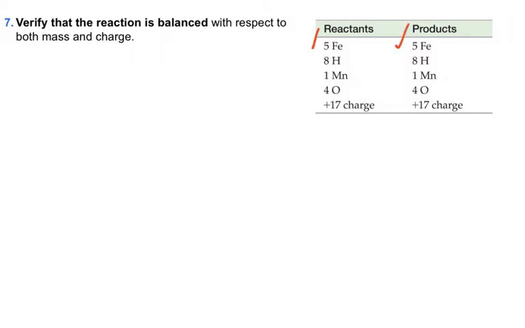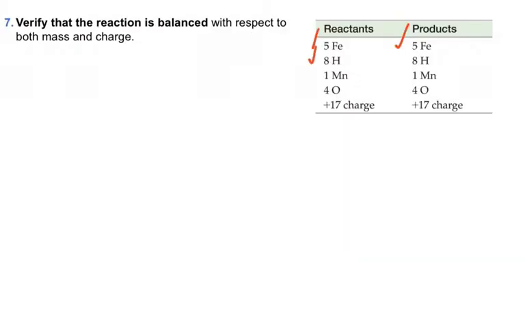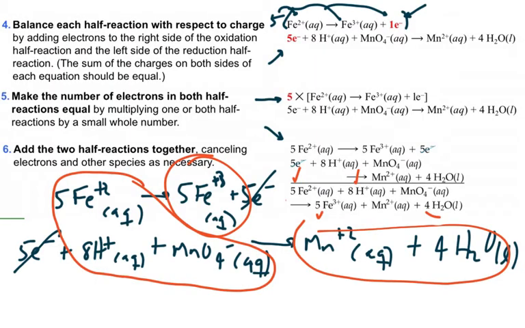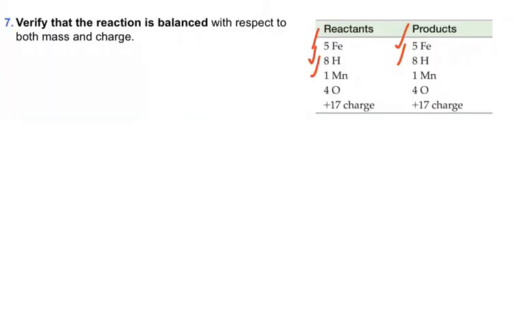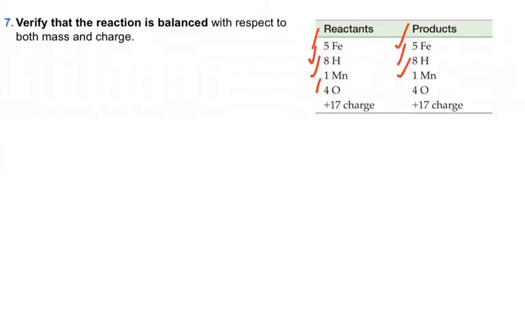Let's go back and check now. We'll go in the same order. We have 8 hydrogens here, and then 4 times 2 over here is 8. So that one's good as well. Going back, 1 manganese over here, and 1 over here. So that one is also good. Then it says 4 oxygens. Well, let's take a look. We got 4 right over here, and 4 times 1 over here, that's 4. So our elements are good, but we're not done there yet.